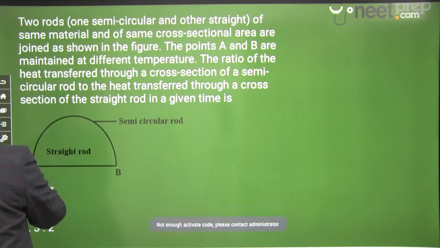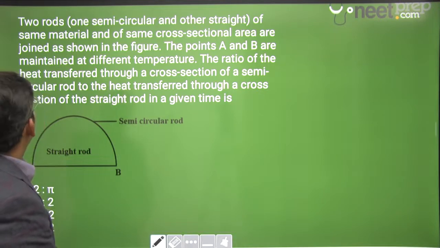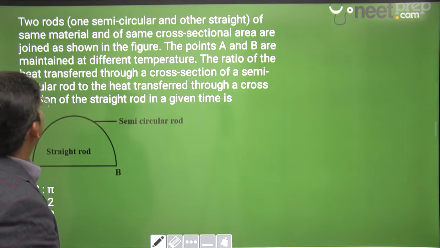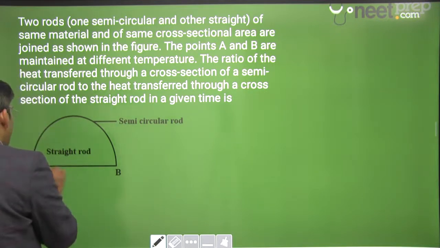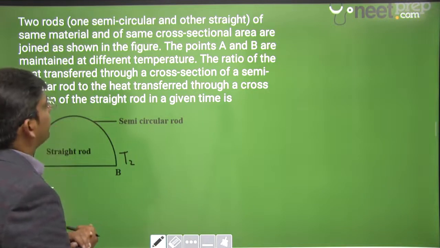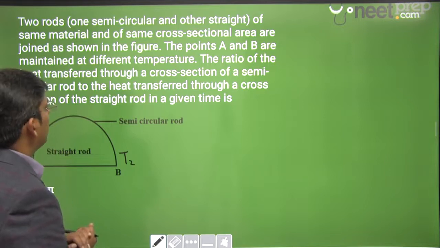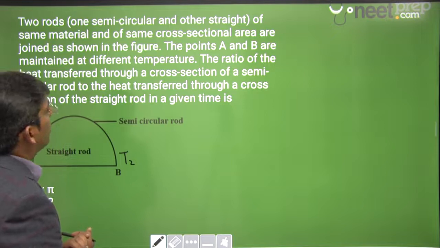There are two rods, dear students, one semicircular and the other straight, of the same material and same cross-section area, joined as shown in the figure. The two points A and B are maintained at different temperatures. Let the temperature at point A be T1 and at point B be T2. We are asked to find the ratio of heat transferred through the cross section of the semicircular rod.